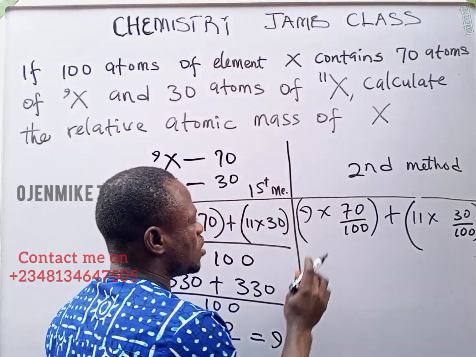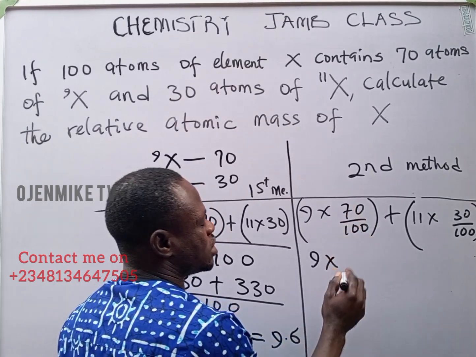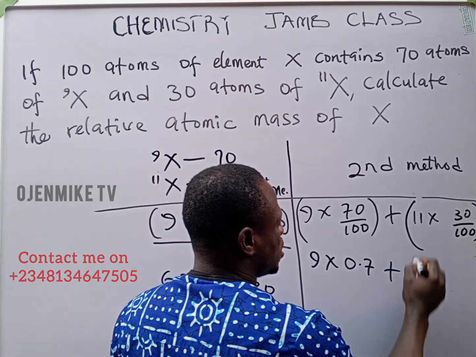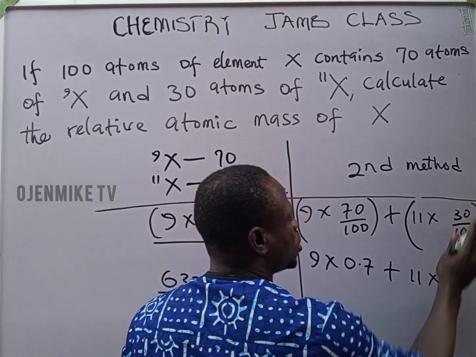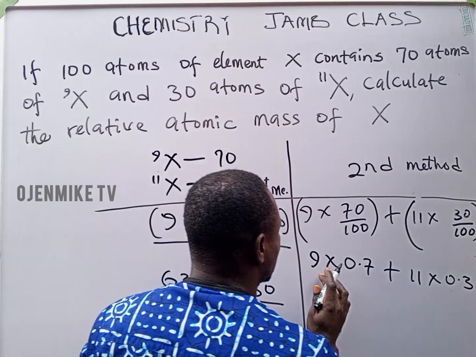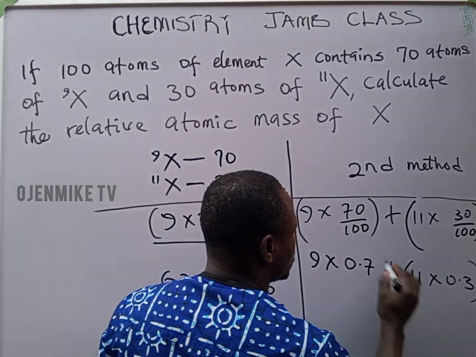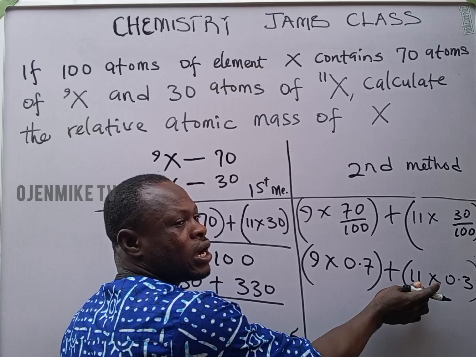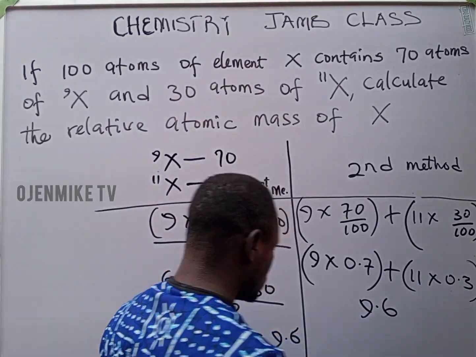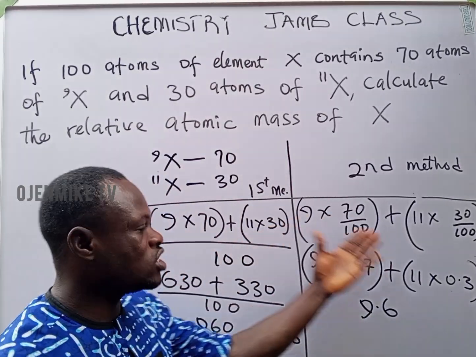Do you get that? So now what you are going to do is 9 times, if we change this into percentage, you have 0.7, plus 11 times, if you change this one, it will give you 0.3. Do you get that? So now you multiply and add the products. So your answer is 9.6. Drop it in the comment section, the method that best suits you. Is it this method or this method?